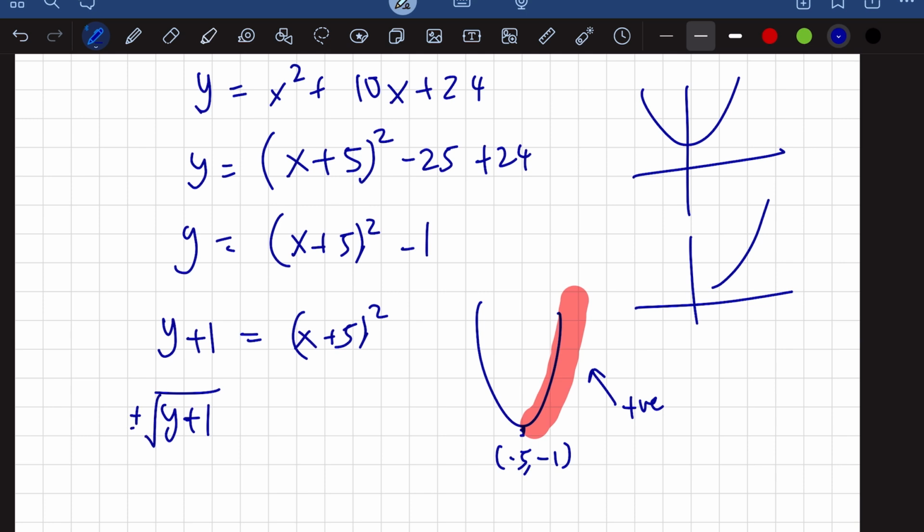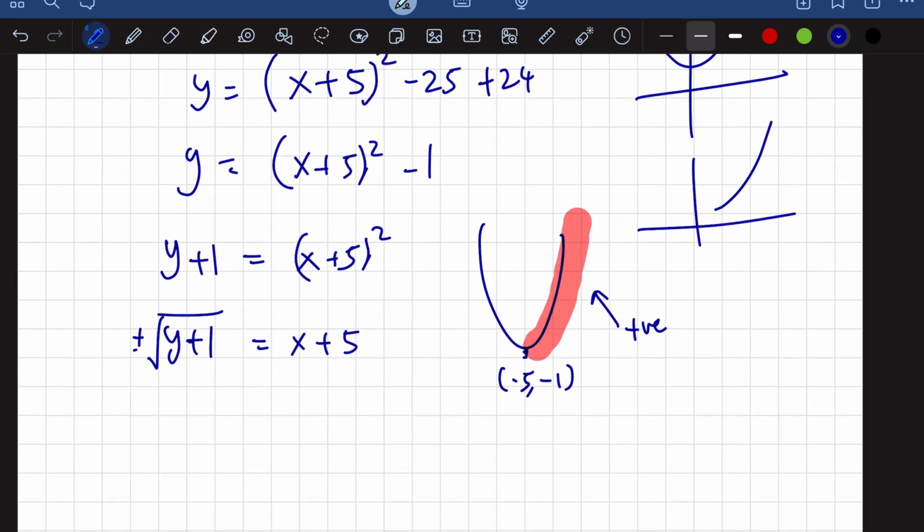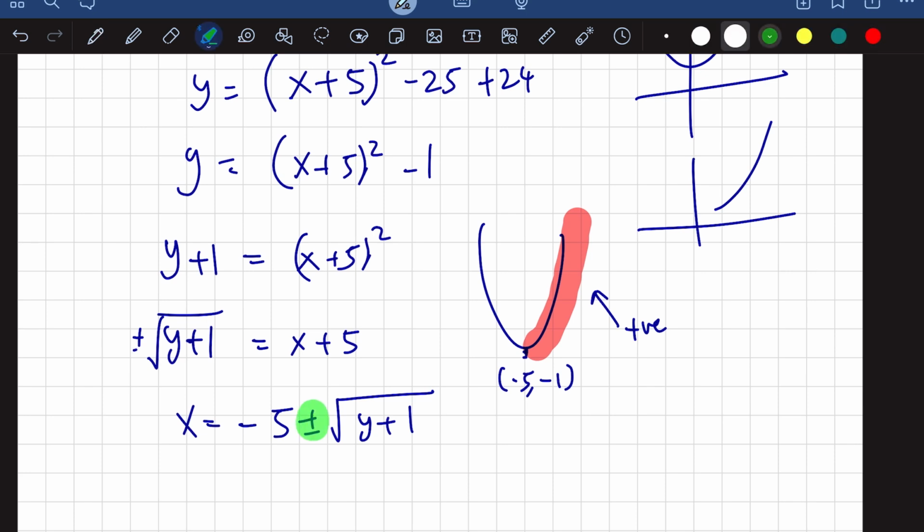And notice that when I square root y plus 1, I have to have plus and minus. Alright, one more step. So x will be equal to negative 5 plus minus the square root of y plus 1. Okay, so that's the dilemma here. Which one do I choose? Do I choose a positive or the negative version for my inverse?